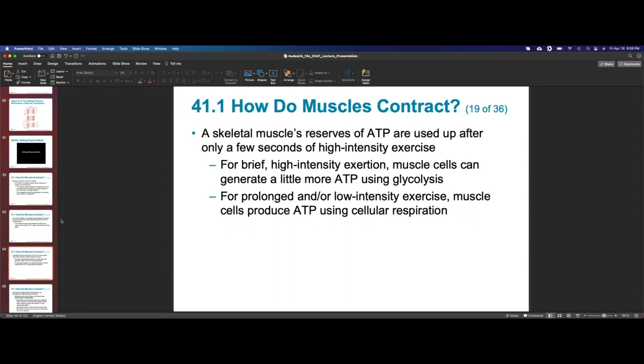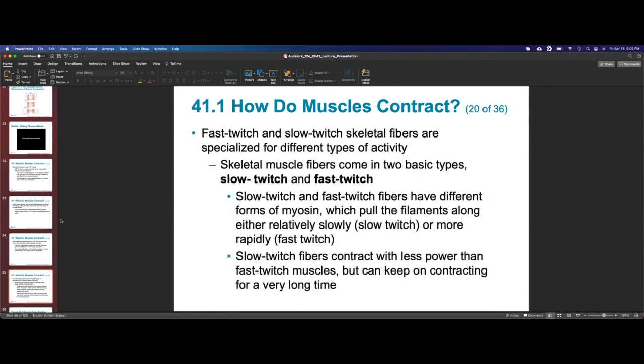So that's technically the first stage of cellular respiration that happens in the cytosol of your cells. And then for low intensity sustained exercise, you're going to be using the mitochondria to generate ATP at that point. And of course, the mitochondria is where the main portion of cellular respiration occurs.